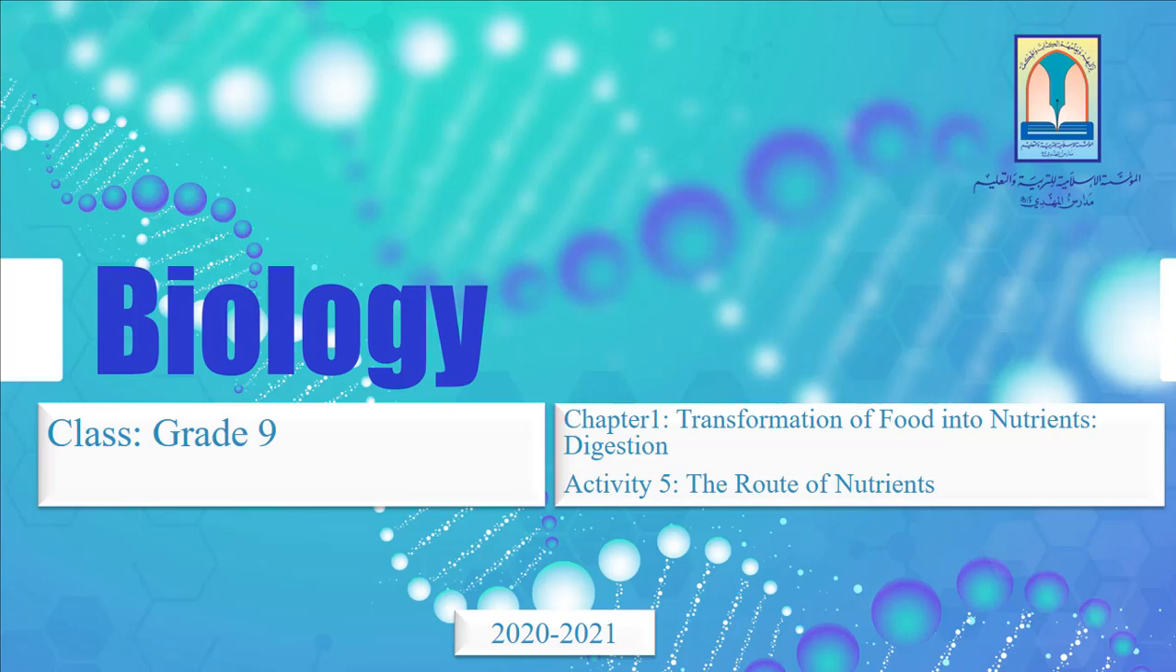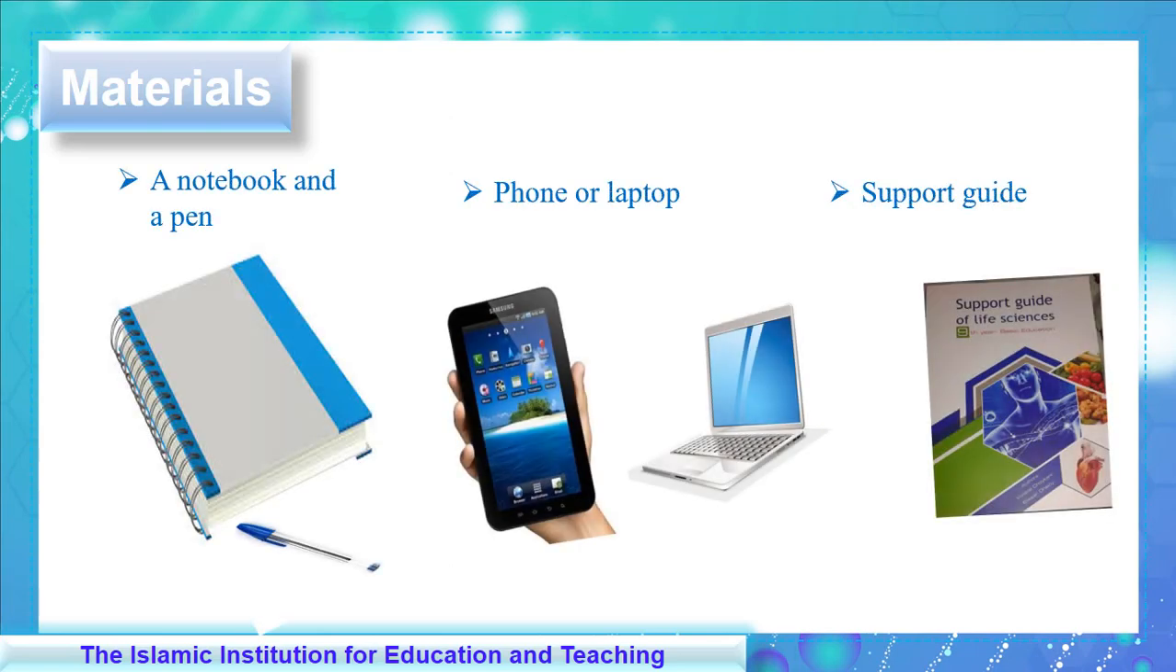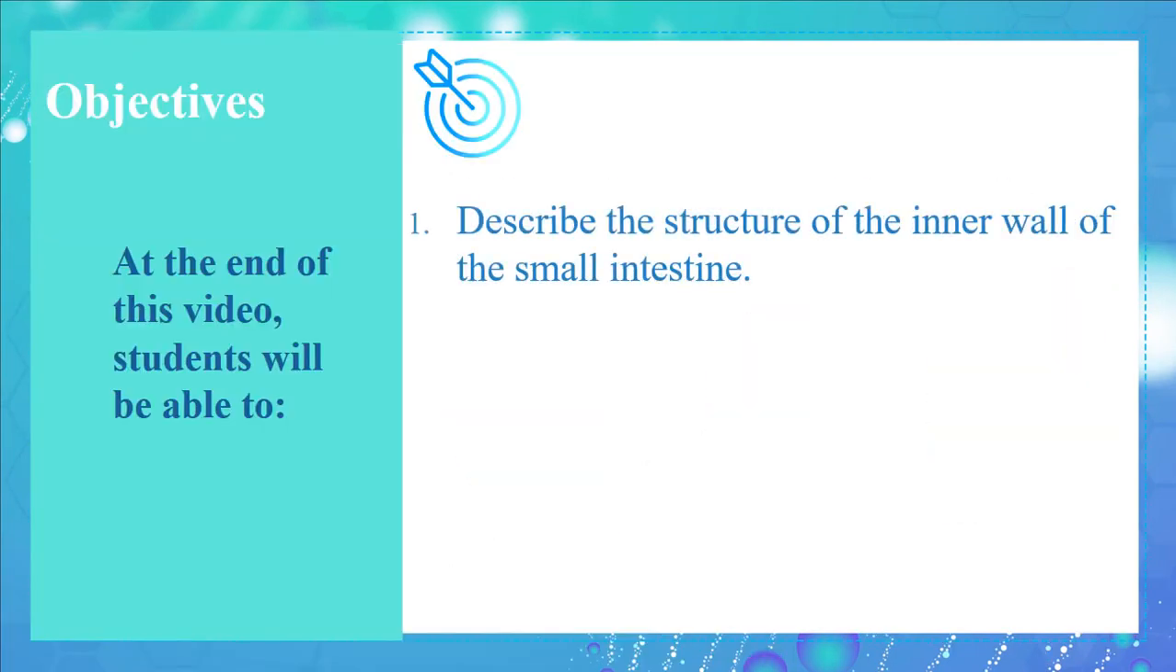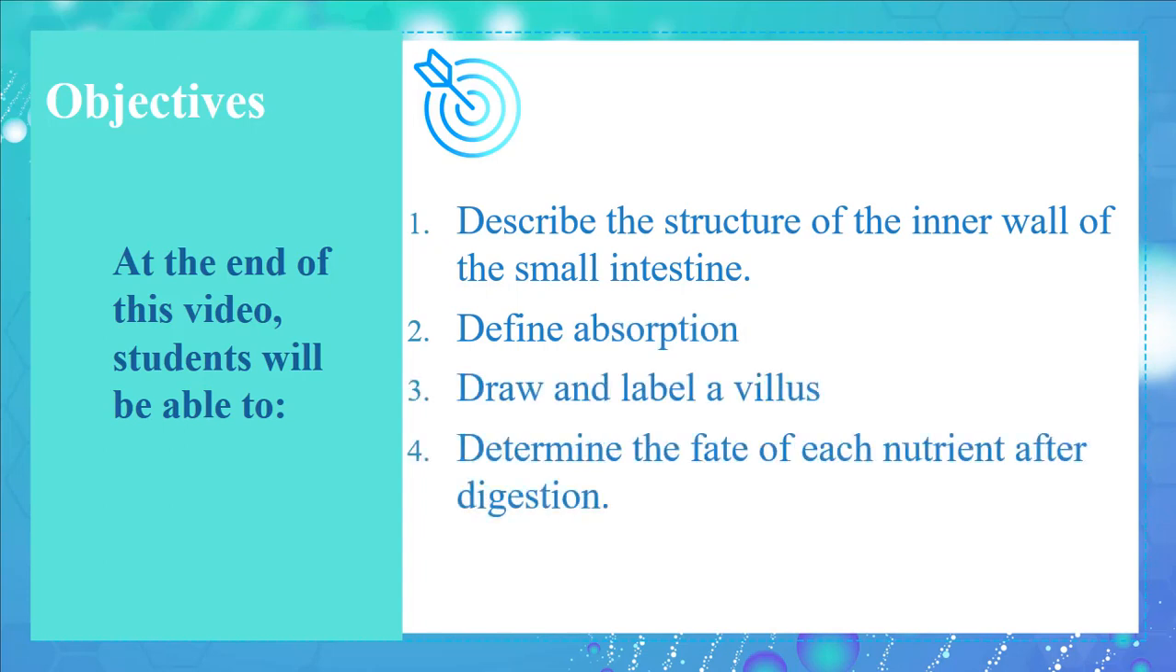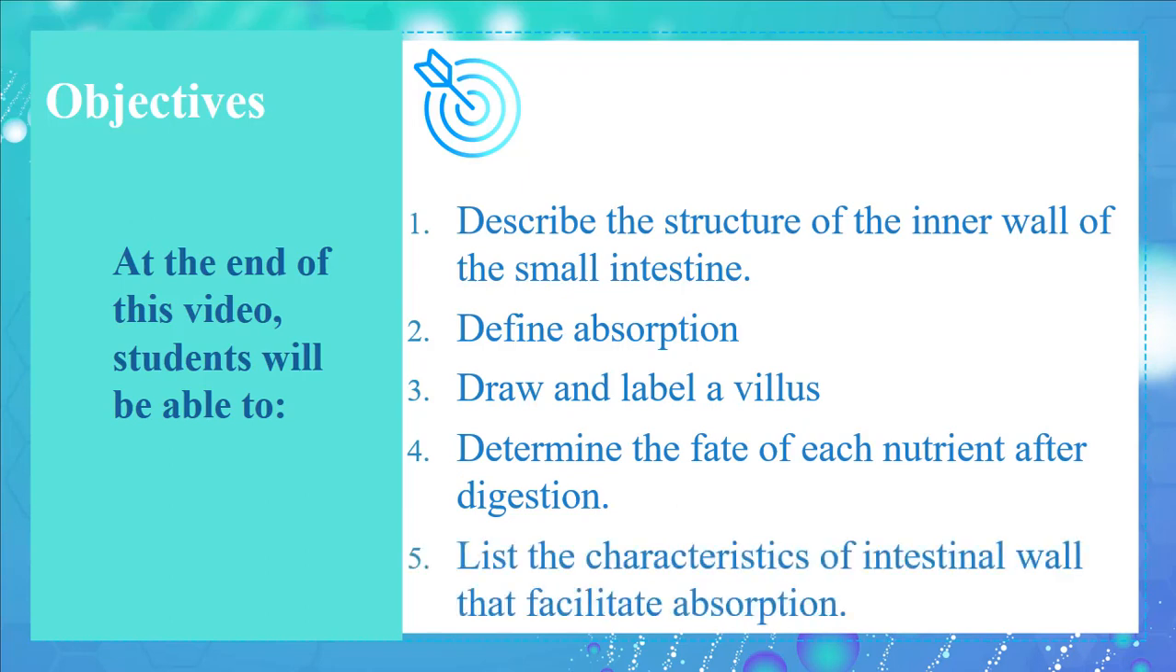In this activity, we will discuss the route of nutrients. So prepare your materials and let's get started. At the end of this video, you will be able to describe the structure of the inner wall of the small intestine, define absorption, draw and label a villus, determine the fate of each nutrient after digestion, and list the characteristics of the intestinal wall that facilitate absorption.